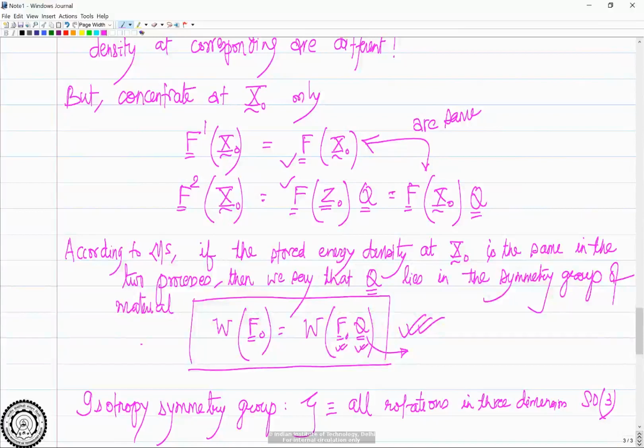If the deformation applied is such that it is not a uniform deformation, that means the deformation gradient is varying from point to point, then you can never make energy stored same at all the points, irrespective of even the material being isotropic. See, this is what we have learned from mathematics.